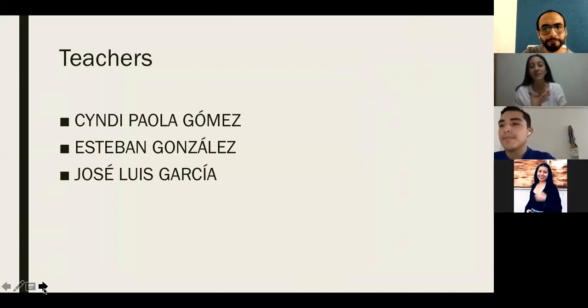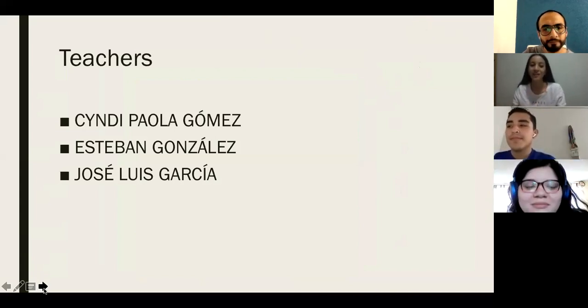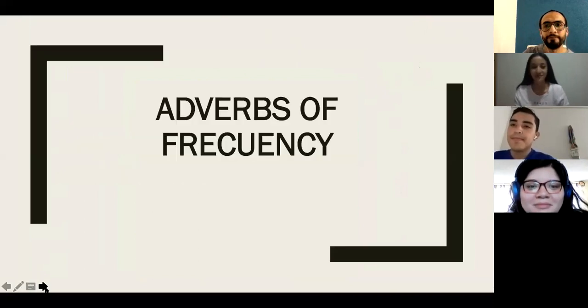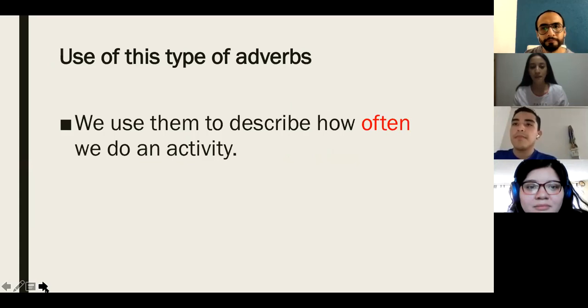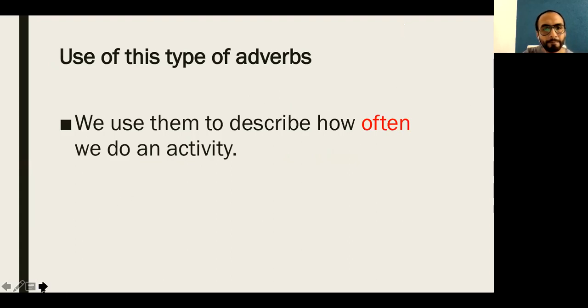We are Cindy Paola Gomez, Esteban Gonzalez, and Jose Luis Garcia, your teachers. Today, we are going to see adverbs of frequency. Use of these types of adverbs. We use them to describe how often we do an activity. This means that these are the words that we use to describe the frequency with which we carry out activities of our daily lives.